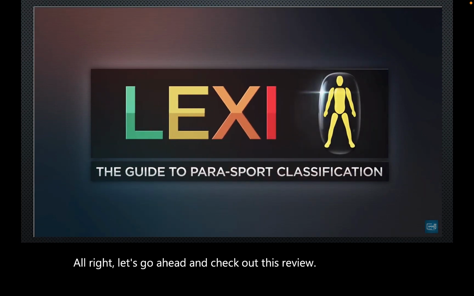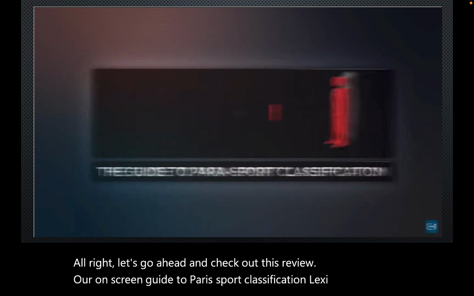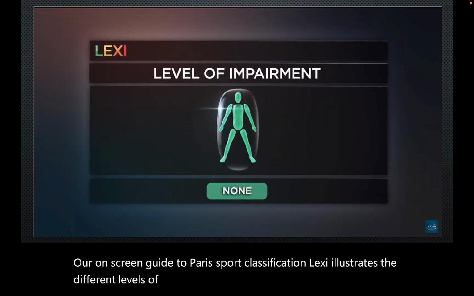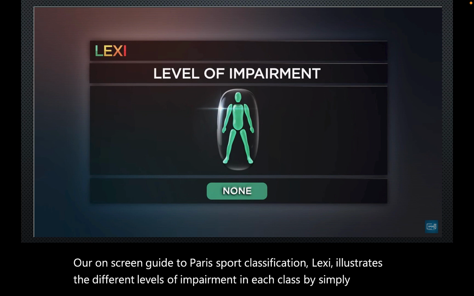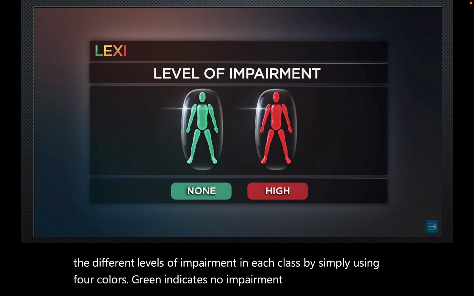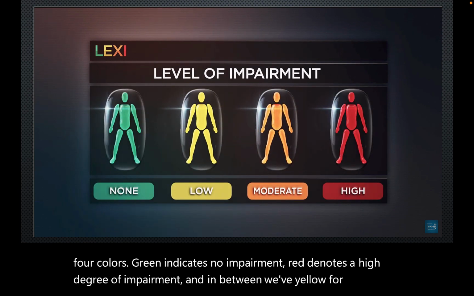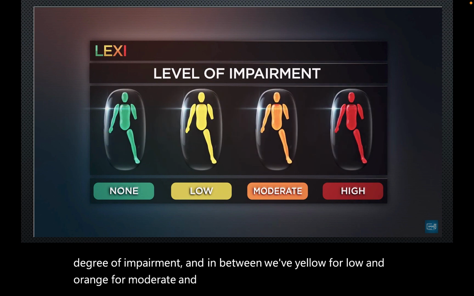Lexi, our on-screen guide to parasport classification. Lexi illustrates the different levels of impairment in each class by simply using 4 colors. Green indicates no impairment, red denotes a high degree of impairment, and in between, we've yellow for low and orange for moderate, and where you see a space, it represents a missing limb.